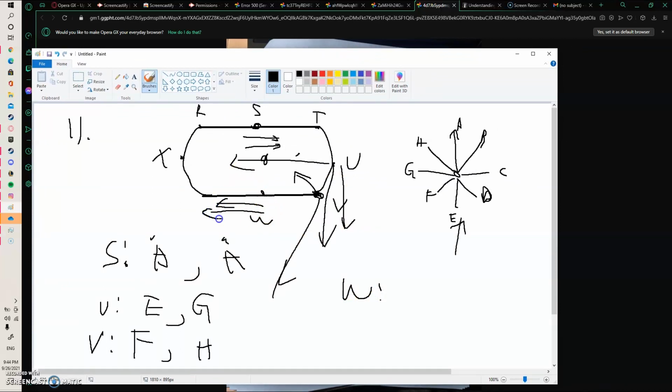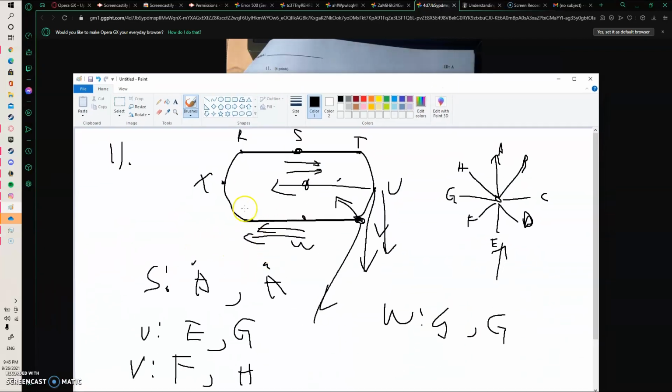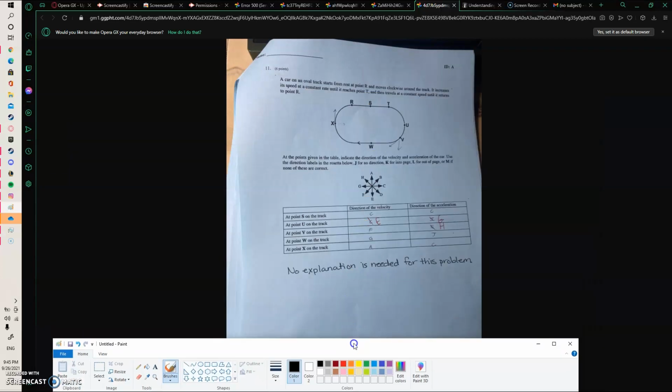And then point W should be pretty straightforward. Acceleration and velocity should both be this way, which is G and G. Because that's just the direction it's moving. There's no curves or anything.